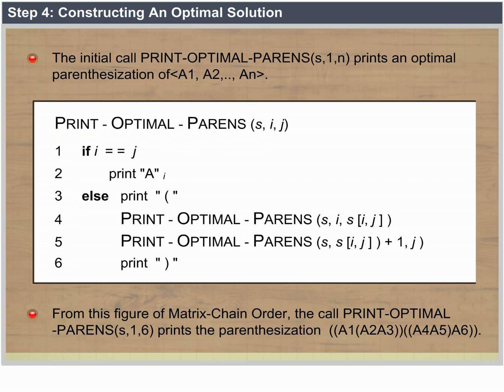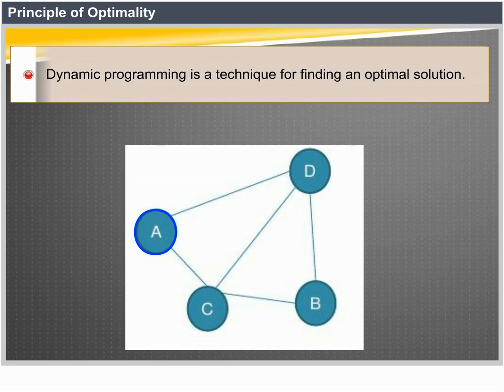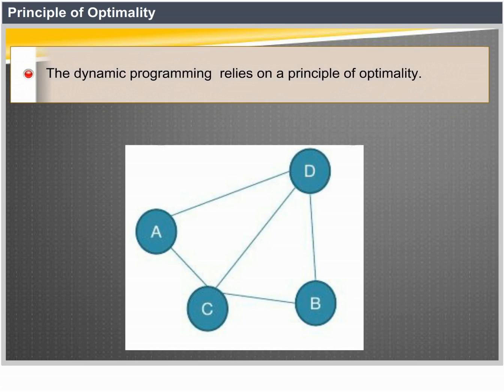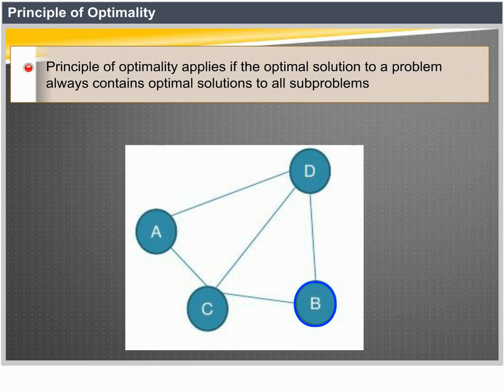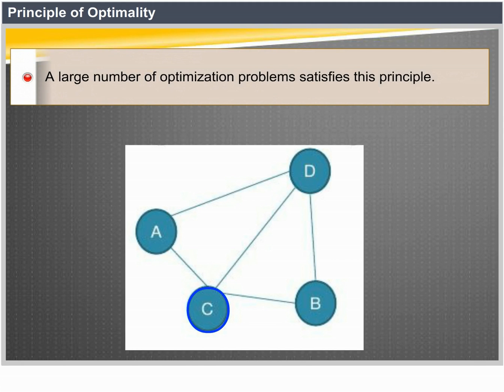Principle of optimality. Dynamic programming is a technique for finding an optimal solution. Dynamic programming relies on a principle of optimality. The principle of optimality applies if the optimal solution to a problem always contains optimal solutions to all subproblems. It applies to multi-stage decision-making problems. A large number of optimization problems satisfy this principle. It applies to a problem, not an algorithm.